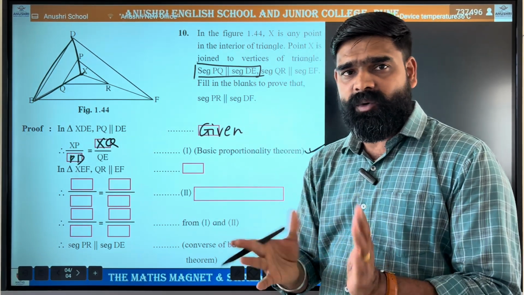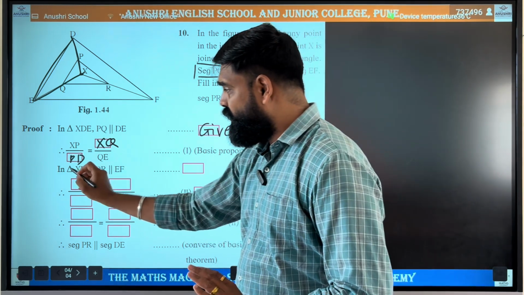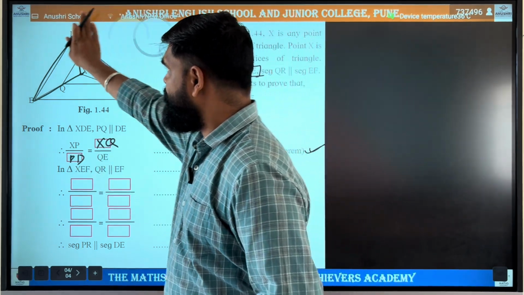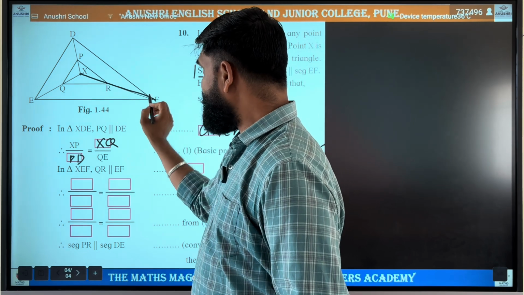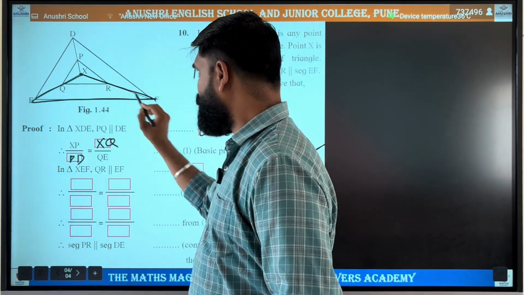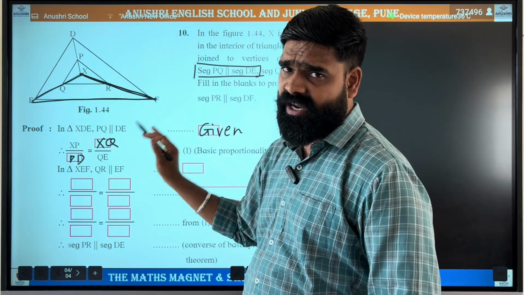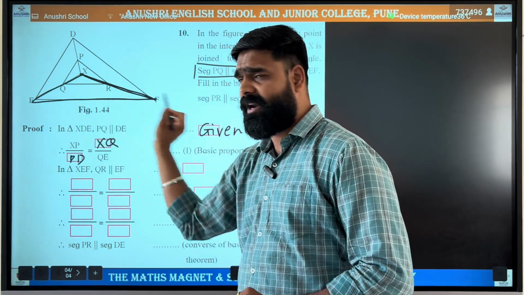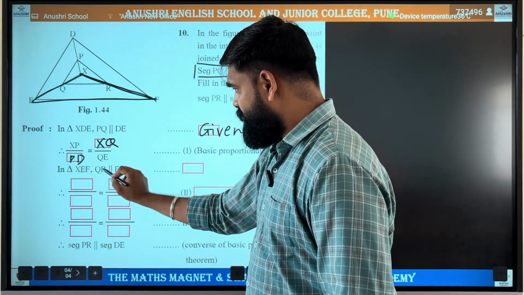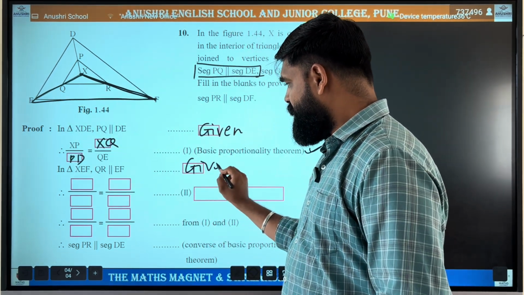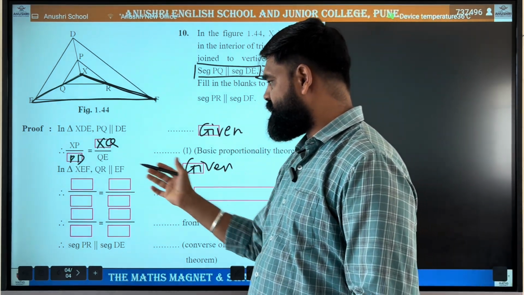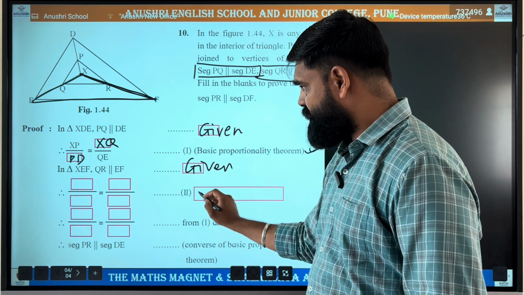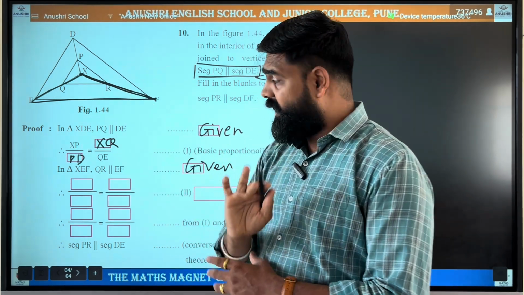Similarly, now we are going to consider another triangle, which is XEF. Now we are considering this triangle X, E and F, this lower triangle XEF. So in this triangle also we have QR parallel to EF, which is also given. So we have another given here. So by using this information, we can write the equal ratios.